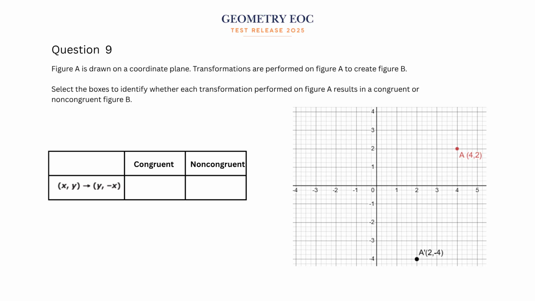All right, let's make this super clear by tracking one point, A (4, 2). Think of this like GPS tracking. We're going to watch where this point moves under each transformation. (x, y) transforms to (y, -x). Start with the point (4, 2). First, swap the coordinates: (2, 4). Then make the new y negative: (2, -4). So (4, 2) becomes (2, -4).